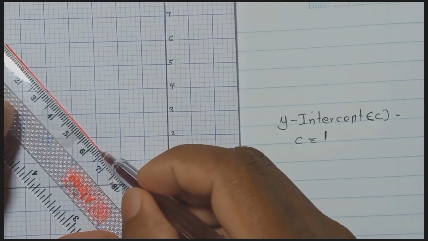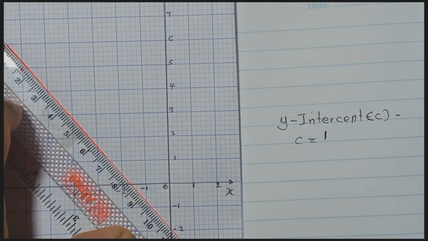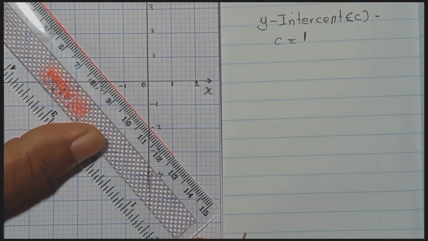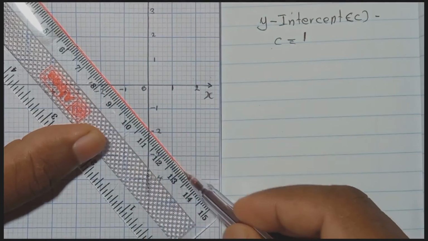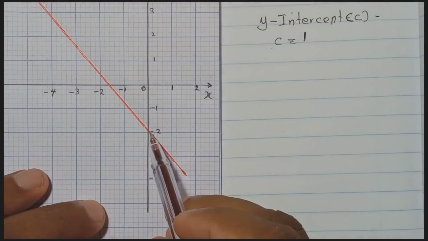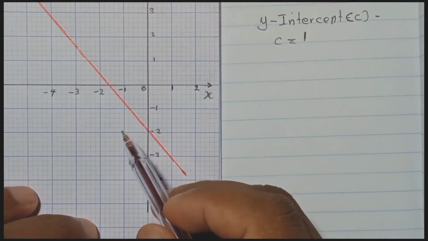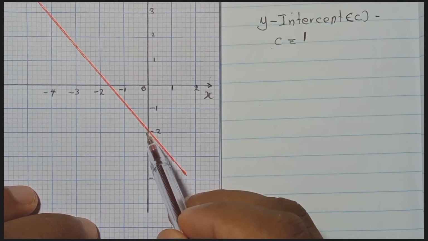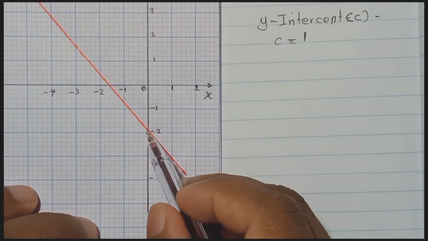Normally you need to use a pencil. I will extend it here. Now look, here is the graph. You can see when I extend this one like this, it meets the y-axis at -2. Our graph cuts the y-axis at -2. Our graph and the y-axis meet at this point.